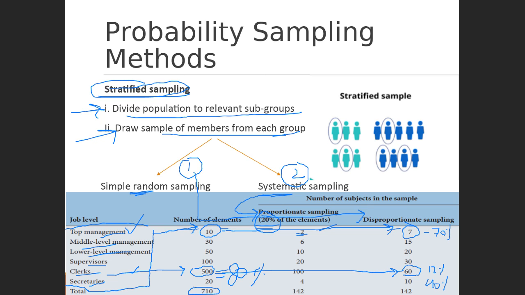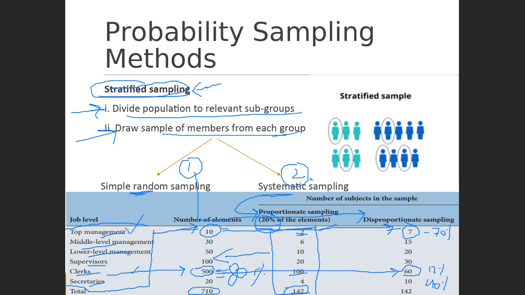If there are 500 clerks, you will select only 20%, that amounts to 100. So here your sample is more representative of the subgroups which are in the population. Your sample constitution, your makeup, is very much closer to the makeup of your population in proportionate sampling.